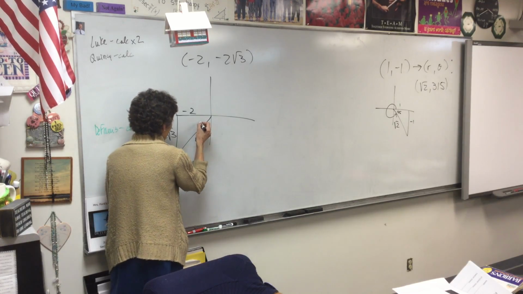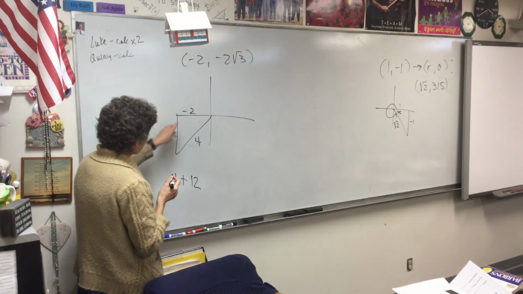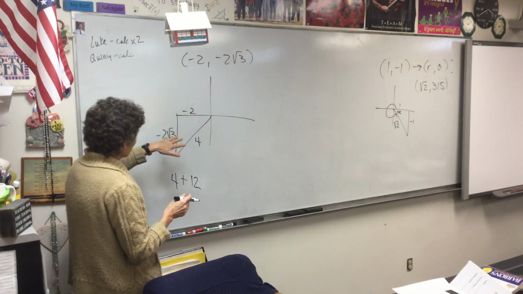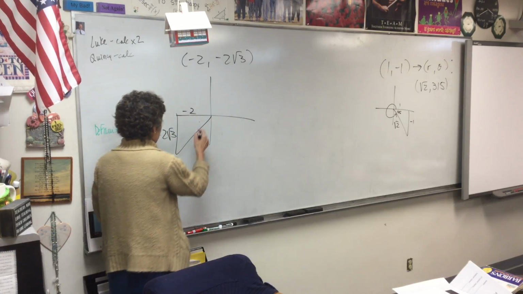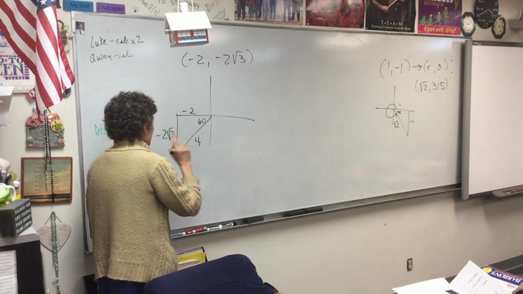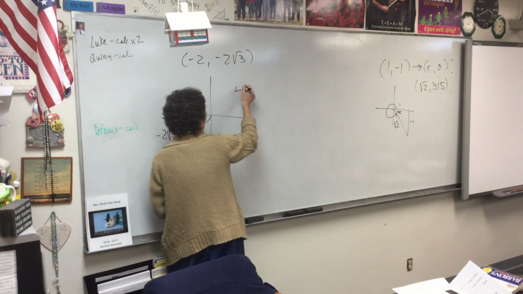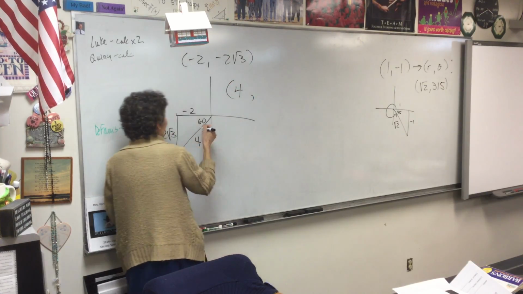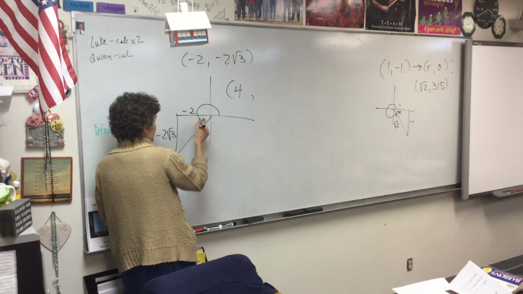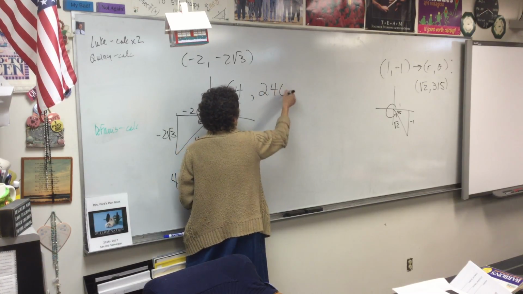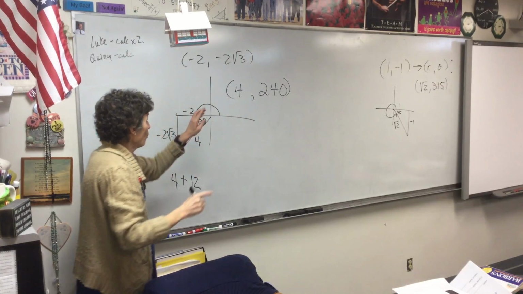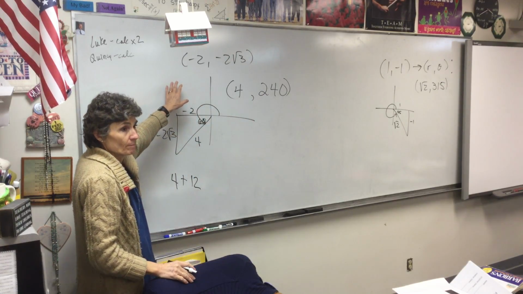How big is this angle then right here? Take a look at that triangle. Again, if I'm not allowing you a calculator, there has to be something special going on. 60 degrees. That's a 60. Be careful. I've got 4, comma, not 60. It would be 240. So there are the polar coordinates of this number.